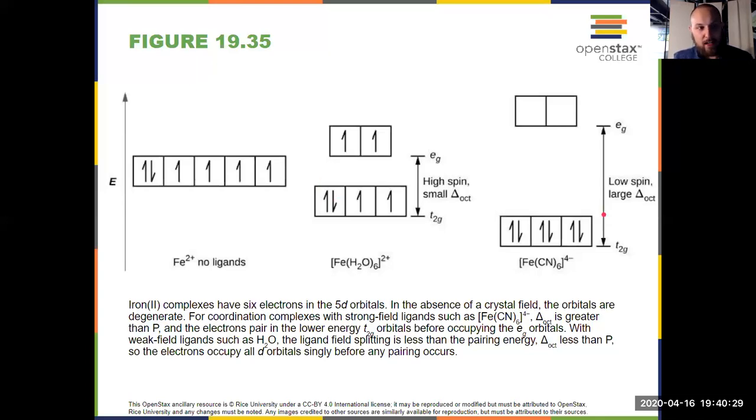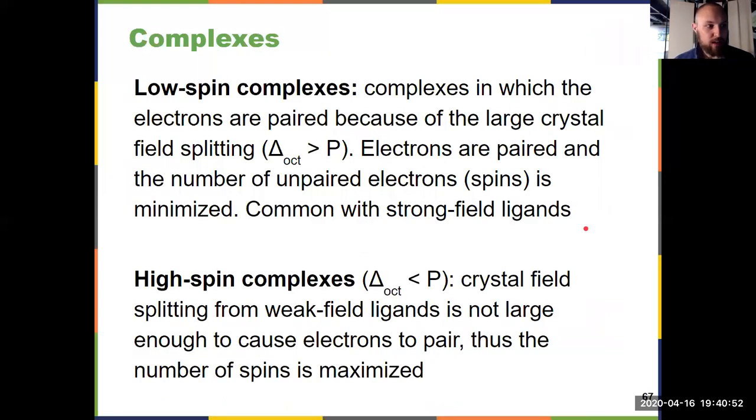On the right-hand side over here, where the crystal field splitting is large, that would come from a strong field ligand, right? Now, they can't overcome that energy barrier. They choose to pair up instead. So they fill 1, 2, 3. That's too high up. So we again 4, 5, 6. And those two different complexes that we see were affected by the ligand for iron, because it was the same iron in the middle.